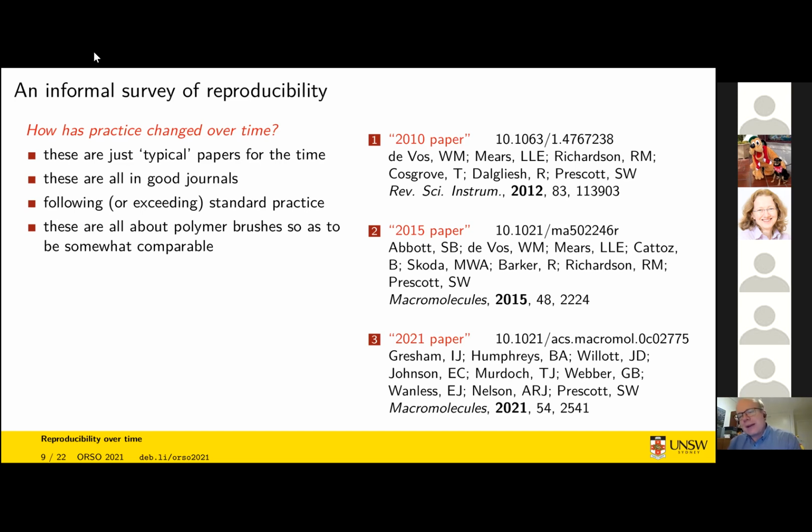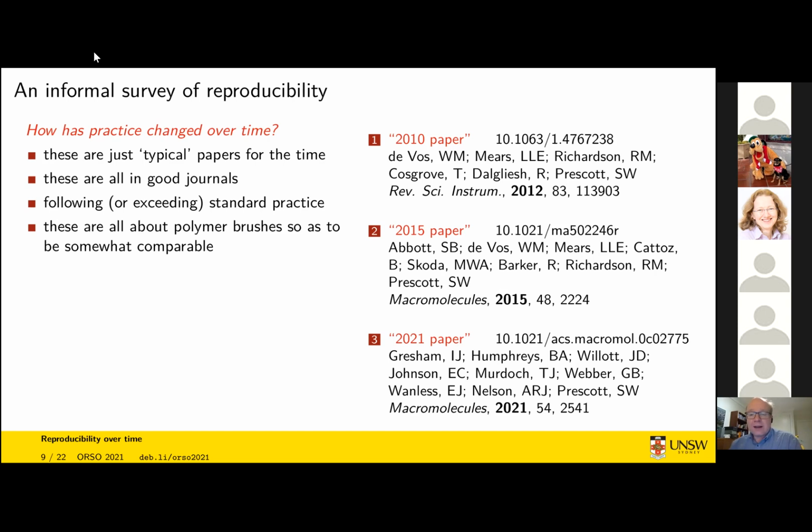This first one I've called a 2010 paper because it really came from work that we did in about 2007, 8, 9, but it finally got published in 2012. So I call it a 2010 paper because it was written to the standards of 2010, so to speak. The material contained in each of these papers was considered perfectly good at the time. They were following or exceeding standard practice for reflectometry experiments at the time that they were written and published. And they're all vaguely about polymer brushes and confinement, so we're hitting similar problems or similar issues in each of them.